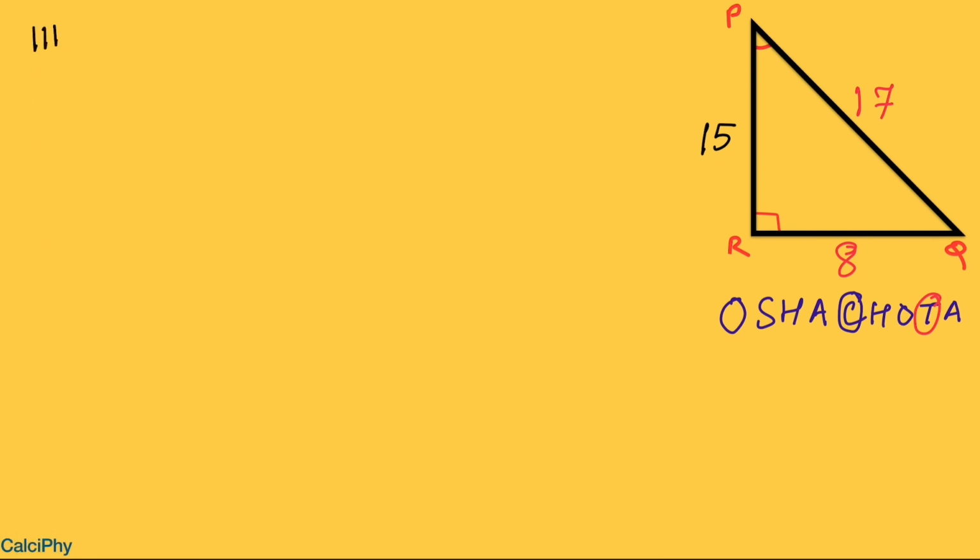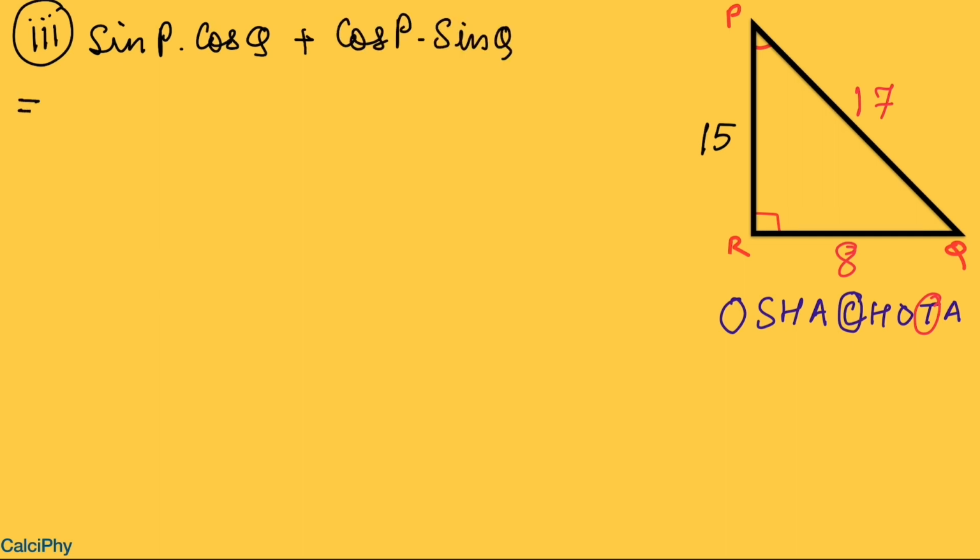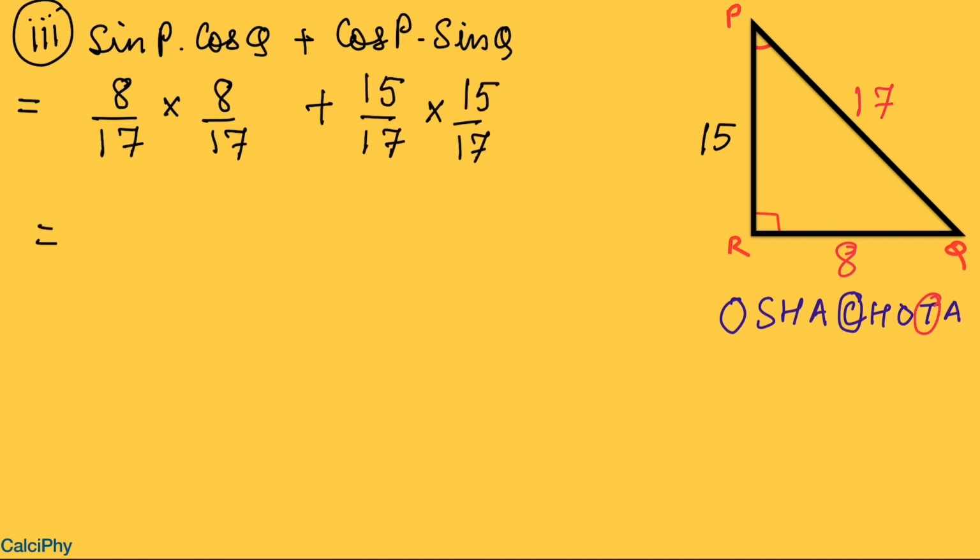Now, let's come to the last part. We need to calculate sin P into cos Q plus cos P into sin Q. So, as per the formula, sin is equal to opposite side upon hypotenuse, which is 8 upon 17, and cos is equal to adjacent side upon hypotenuse, which is again 8 upon 17. Plus, now for cos P into sin Q, as per the formula, we get the values as 15 upon 17 into 15 upon 17. Let's continue the calculation.